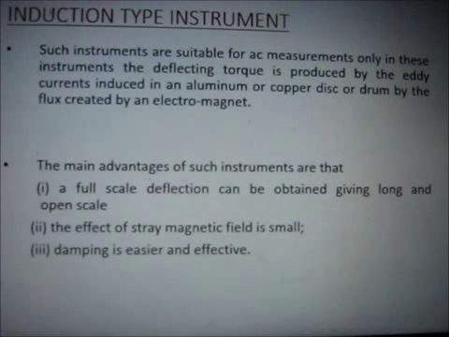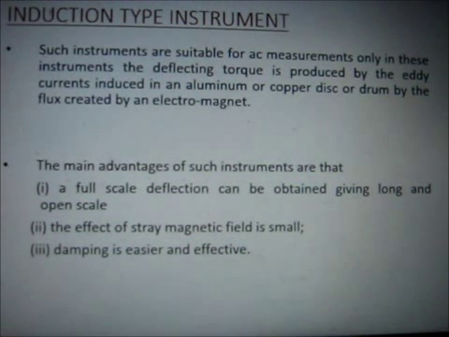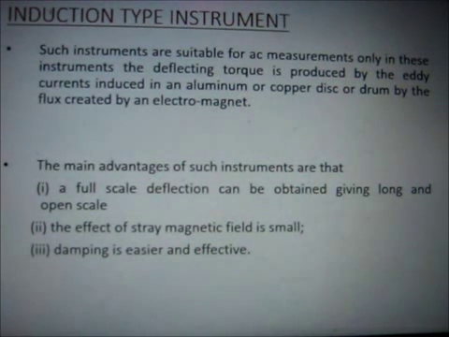The last and most important is the induction type instrument. These instruments are suitable for AC measurements only. This is the main disadvantage, or a better advantage, because this is the most accurate for AC measurements, and the disadvantage is it cannot be used for DC measurement. In this case, the deflecting torque is produced by the eddy current induced in the aluminum or the copper disc, as shown before, and this is created by the flux created by the electromagnet.